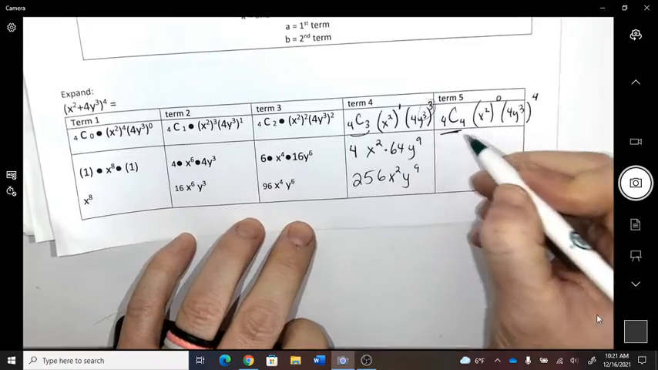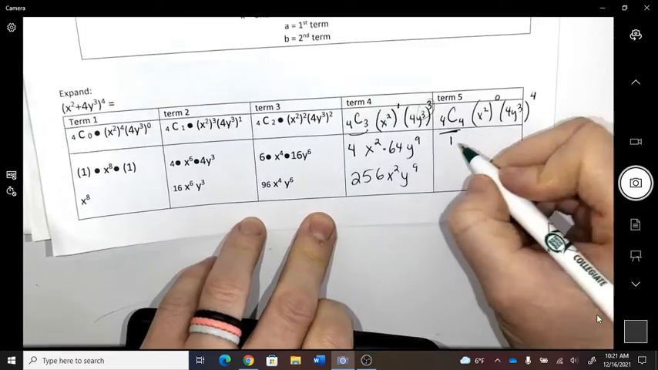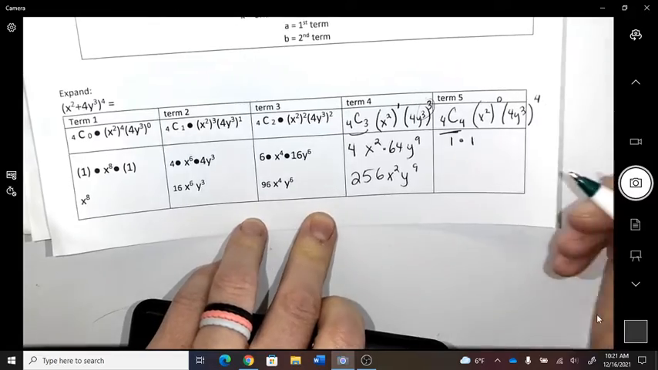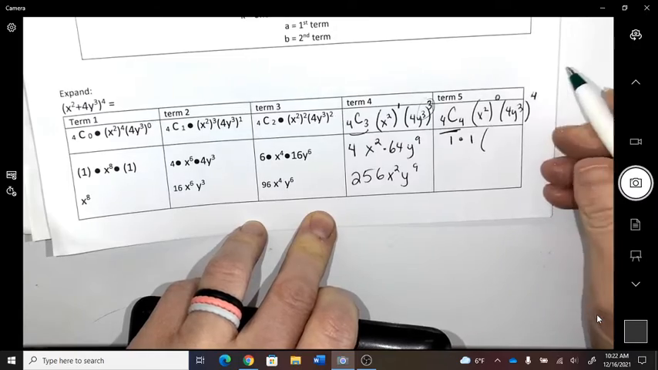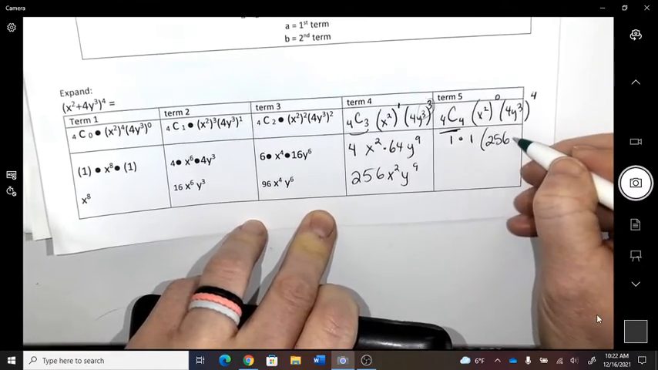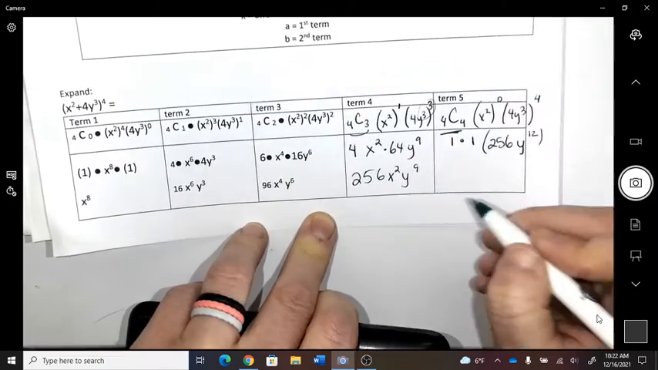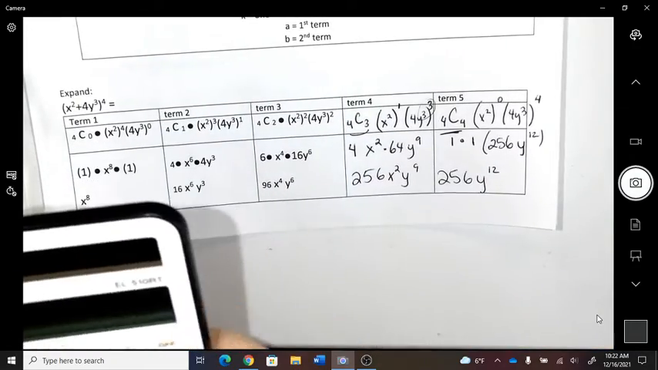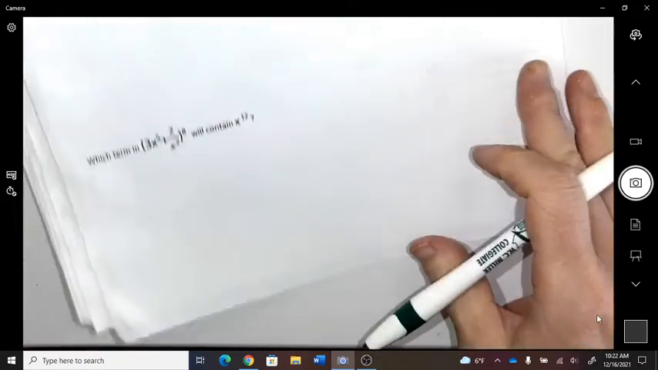Okay, so now we simplify all the parts. So 4 choose 4 is 1 on your calculator. Anything to the 0 is 1. And then we're going to have to do a 4 to the 4th. So that should be 256. Y to the, did you write 12? That's it. Okay. Let's do this page.